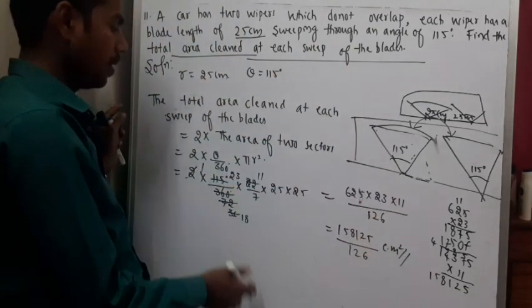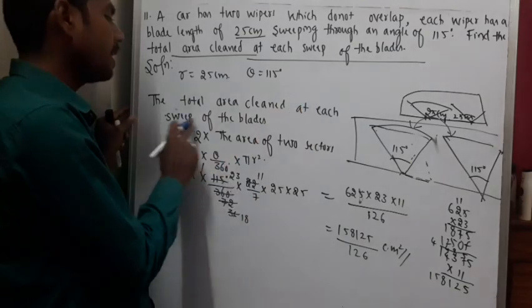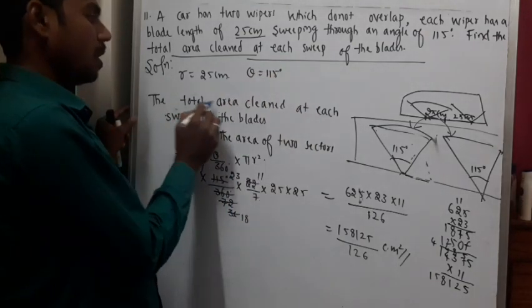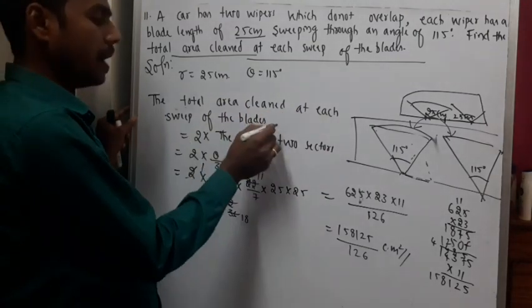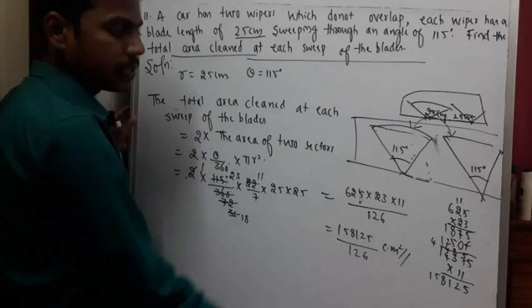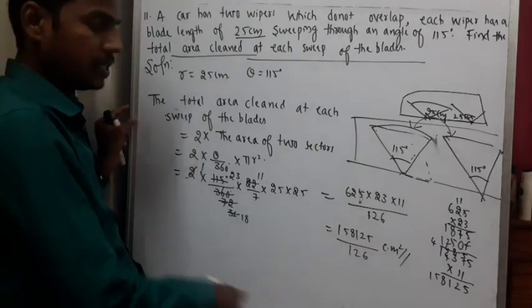Please note it down. The total area cleaned at each sweep of the blades is equal to 1,58,125 divided by 126 centimeter square. Please note it down.